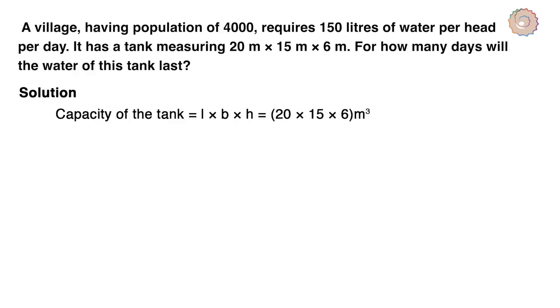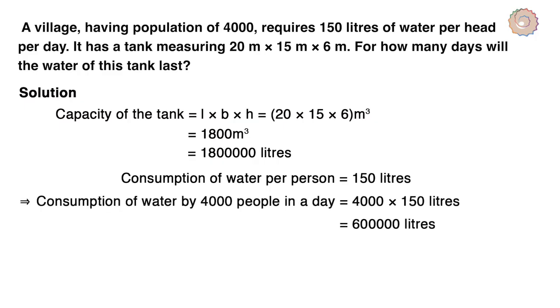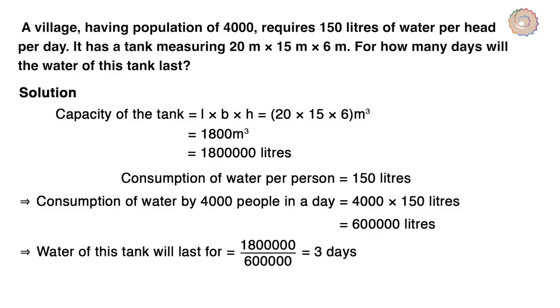Capacity of the tank is given by length into breadth into height, which is 20 into 15 into 6 meter cube, which is equal to 1800 meter cube. Converting the same, we get 18 lakhs liters. Consumption of water per person is equal to 150 liters. Therefore, consumption of water by 4,000 people in a day is equal to 4,000 into 150 liters, giving you 6 lakhs liters. Water of this tank will last for 18 lakhs divided by 6 lakhs, giving you 3 days.